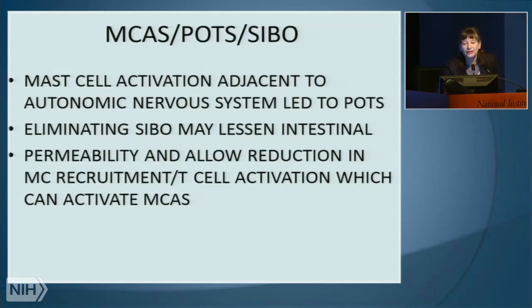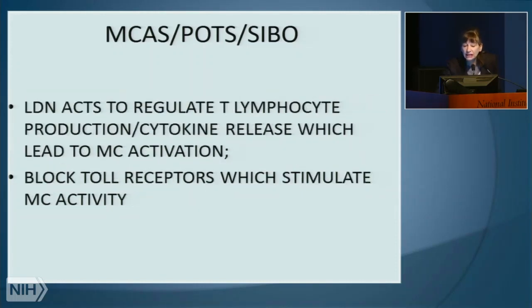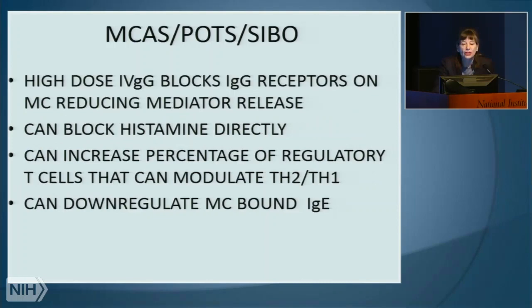I guess I don't have time to explain all the rationales for why these different treatments might work, but improving the permeability of the gut allows reduction in mast cell recruitment, and that improves some of the IBS symptoms, and her GI symptoms improved by treating the SIBO. And the low-dose naltrexone regulated the T lymphocyte production, which also the T regulatory cells, which alter the cytokine, suppress cytokine release, which can also lead to mast cell activation, and block toll receptors, which stimulate mast cell activity. And the high-dose IVIG blocks the IgG receptors as well, which reduce mast cell release.